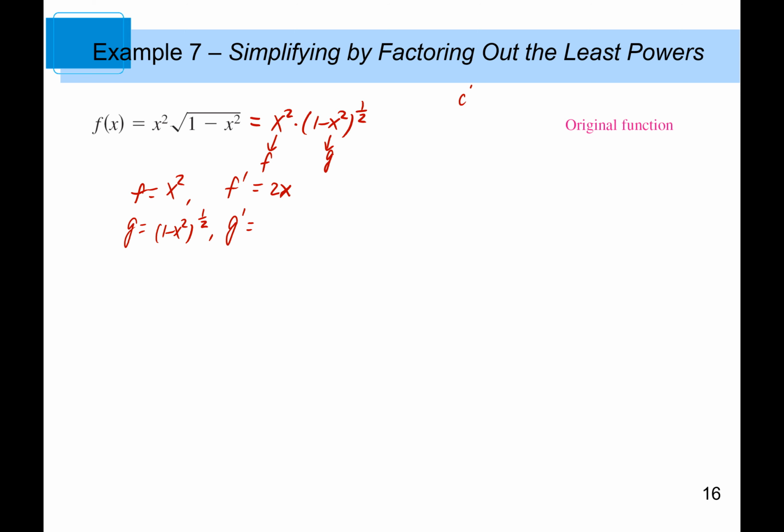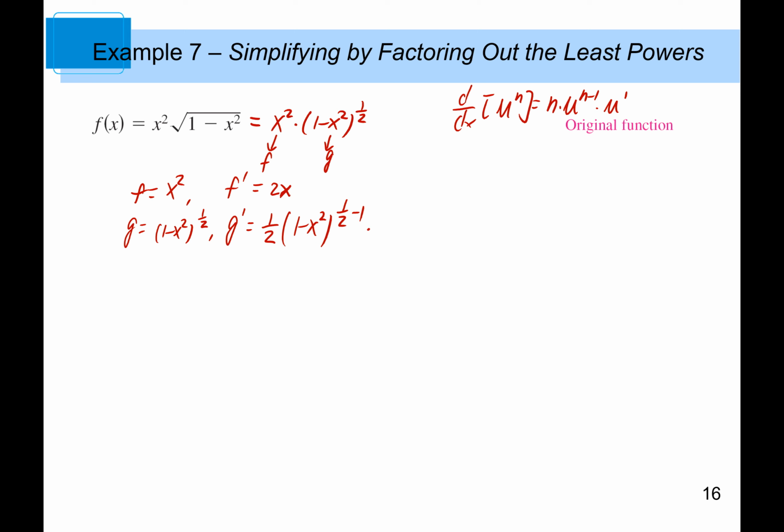Okay, so it's d/dx of u to the n, right? So it's going to be n times u to the n minus 1 times u prime. It's very important to multiply by u prime. So first of all, we put the exponent in front as a coefficient, and reduce the exponent by 1, times u prime.